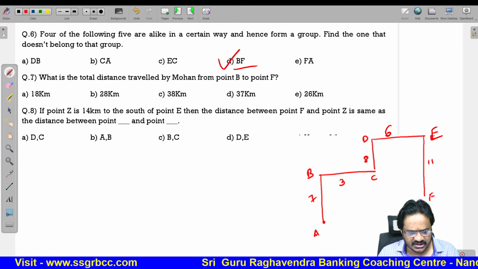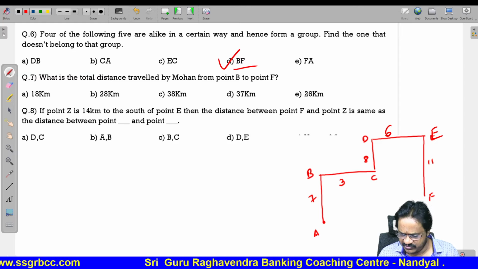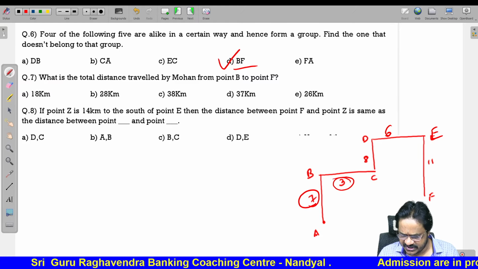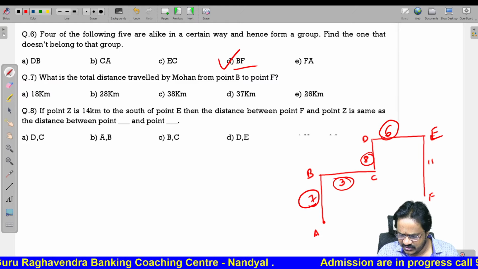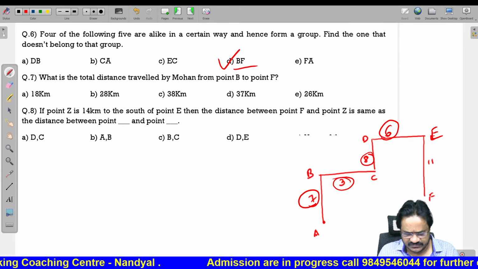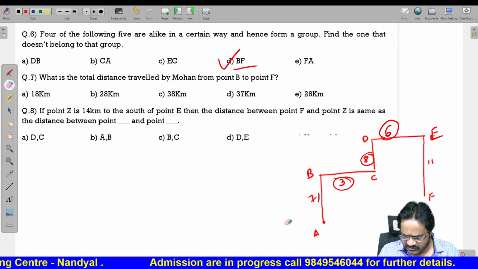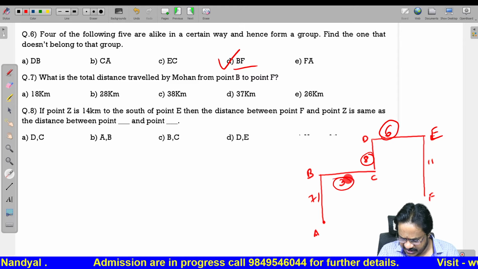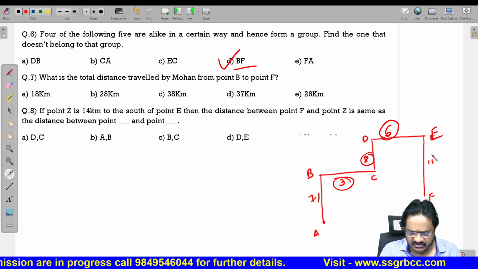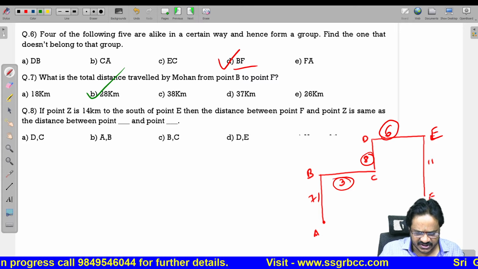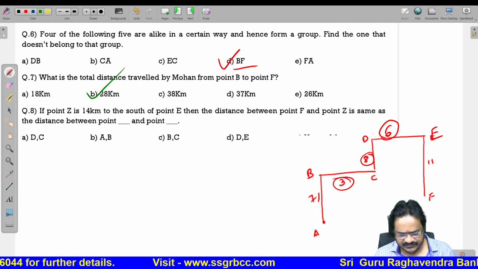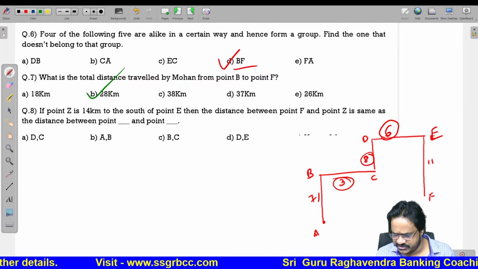What is the total distance travelled from B to F? So this is 7, this is 3, 7 plus 3, 10, 18, 24. So what is the total distance from B to E? Sorry, you have to count from B to E. So this is 3, 3 plus 8, 11, 11 plus 6, 17, 17 plus 11, 28. Answer is 28.